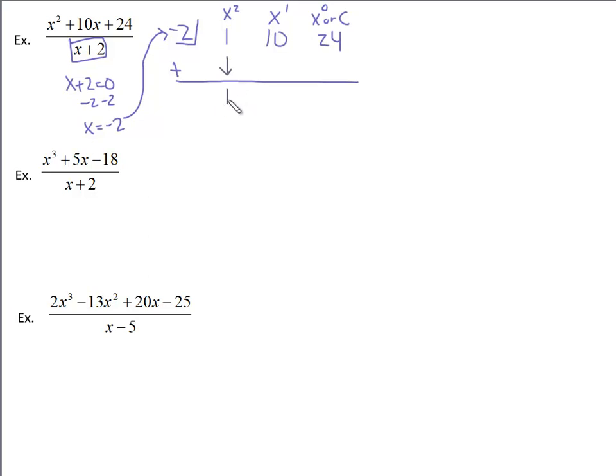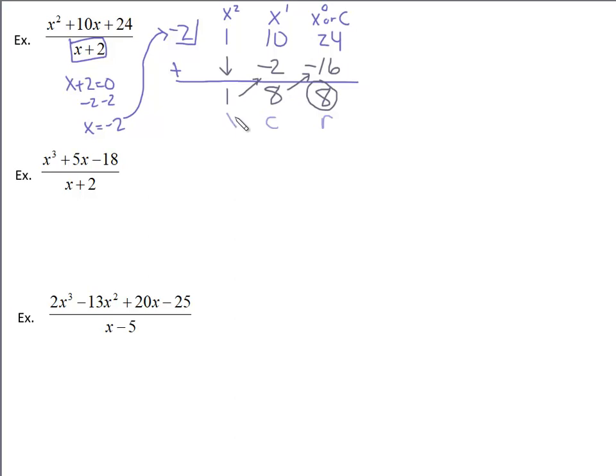Any number that comes below the line, we multiply by the number in the box. So 1 times -2 is -2. And we place that result below the next number. So we add these together. That gives me +8. Multiply that by the number in the box. 8 times -2 is -16. When we add these together, I get +8 again. Forgot to put my arrow there. These arrows aren't really necessary. It's just to remind you what was going on. Remember that this last one tells me my remainder. Okay, so my remainder was 8.